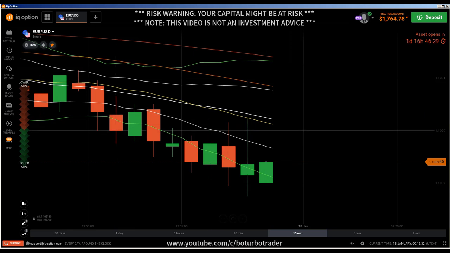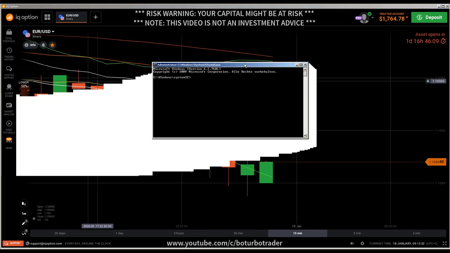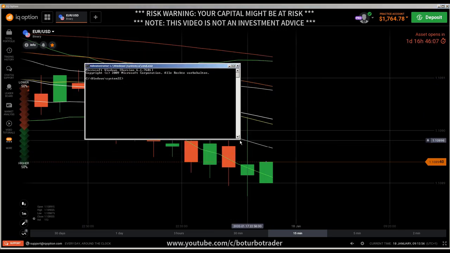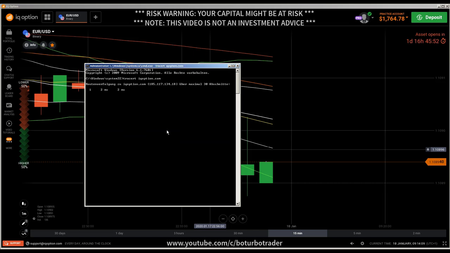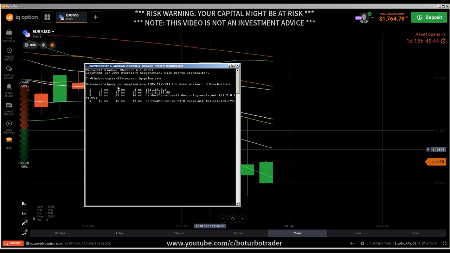One second. Okay, so I have opened the command prompt here. You type in this command prompt, reset, and then you type iqoption.com. It doesn't matter whether you include the subdomain or not. Then you press enter. And then you get this kind of information, how long every node takes to get from one position to another.